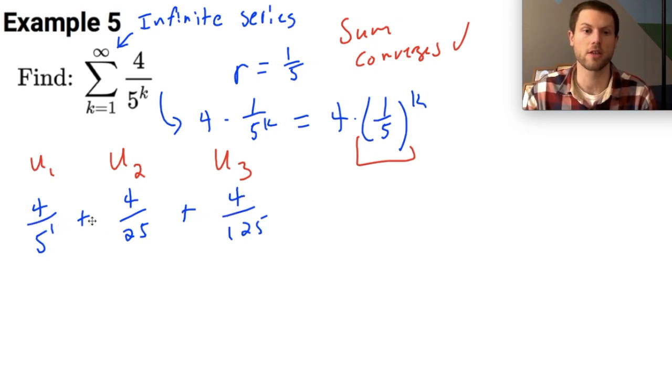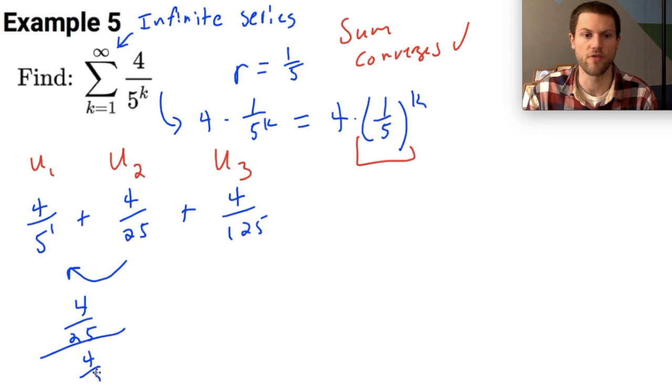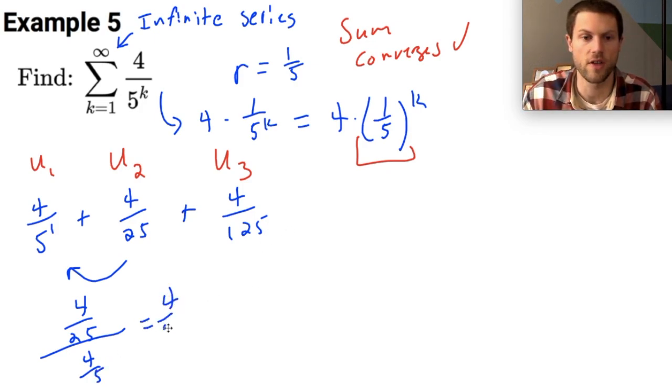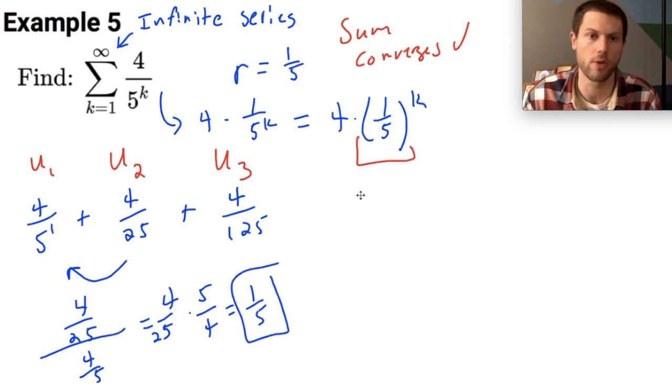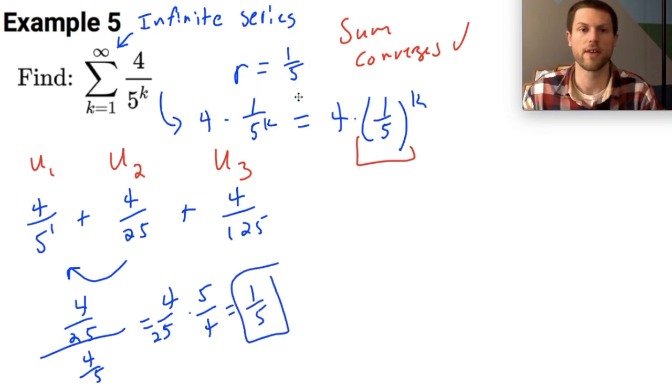And we could check this. We could divide 4 over 25 by 4/5 and just find our common ratio that way. So this is going to be equal to 4/25 times 5/4, which is equal to 1/5, and there's our r. We can get there a different way too. So what we've identified is the r.